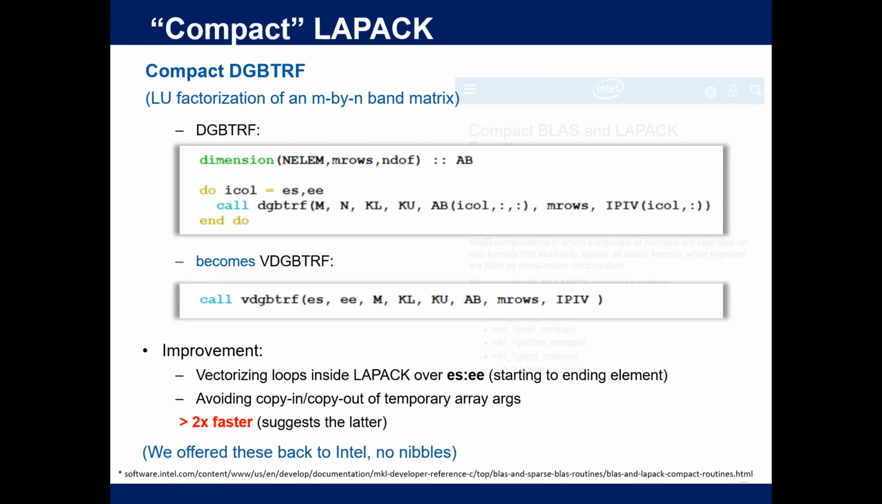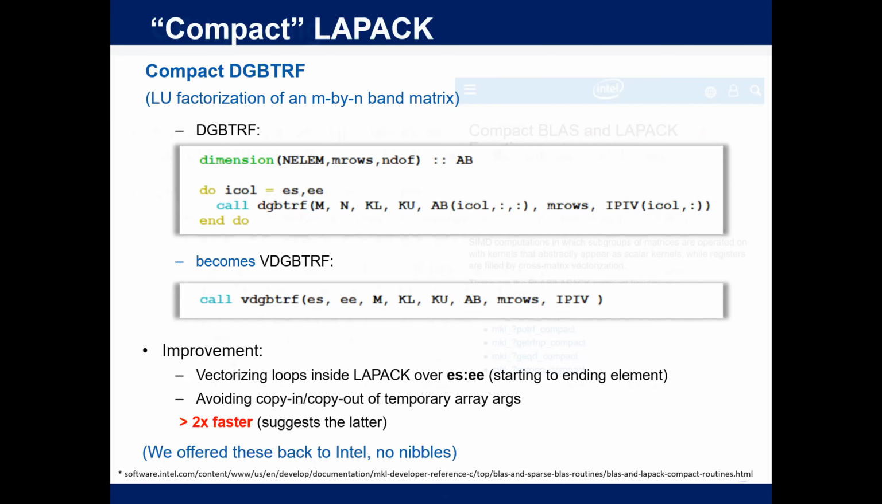This turned out to be twice as fast using our compact implementations of LAPACK. I suspect the main reason for that is, in fact, I'm sure the main reason for that is that we're avoiding copy in and copy out of these temporary arrays, because we're passing in subranges, the compiler's having to copy around these calls. We did offer these back to Intel, no nibbles at this point, but you can have them if you want.